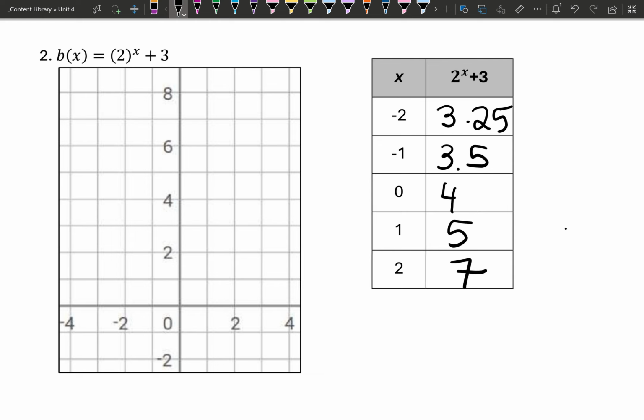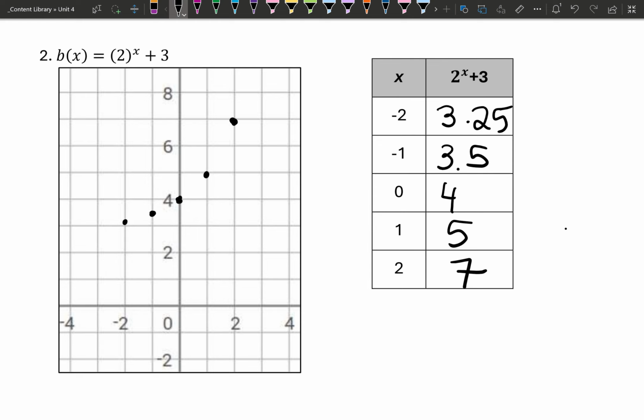Now I'll draw the asymptote here in a second. But first, let's graph the points, and then we can discuss the asymptote. All right, -2, 3.25, -1, 3.5, 0, 4, 1, 5, 2, 7.